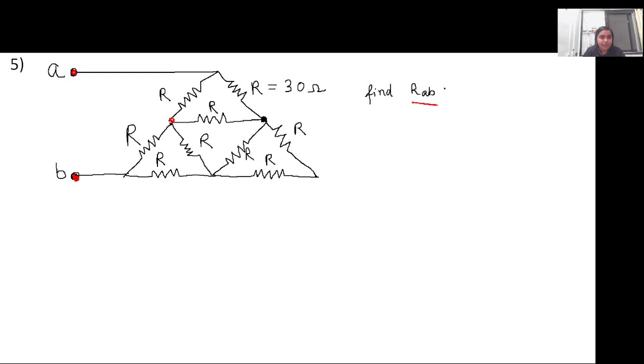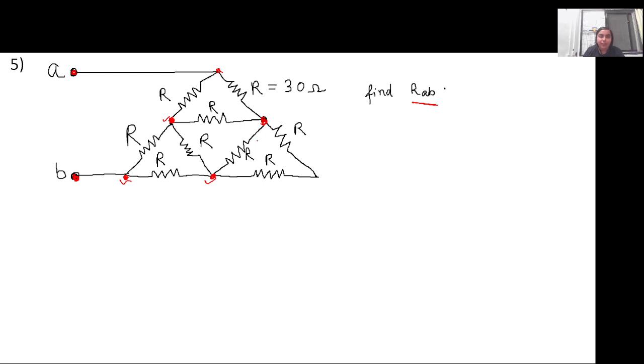As you can see, for example, these three nodes, if you consider, are forming a delta circuit. Again, these three nodes, this one and this one, are again forming a delta circuit. So in order to simplify this, you will have to use the star delta conversion. So let us proceed for solving.